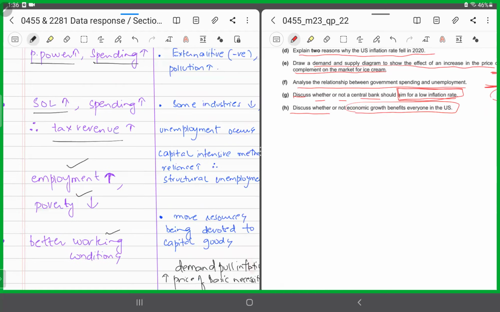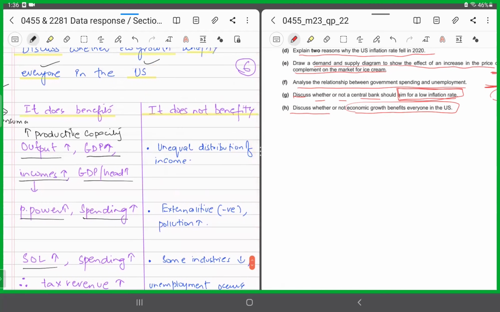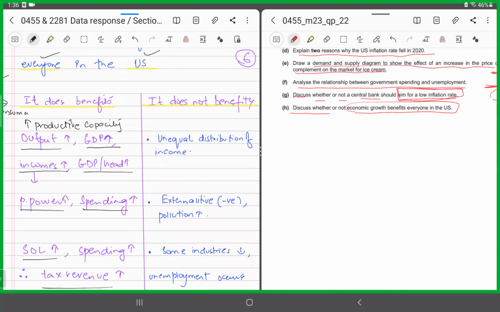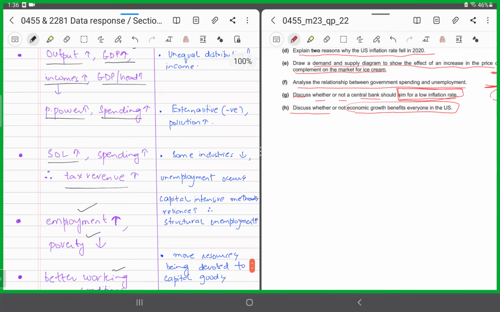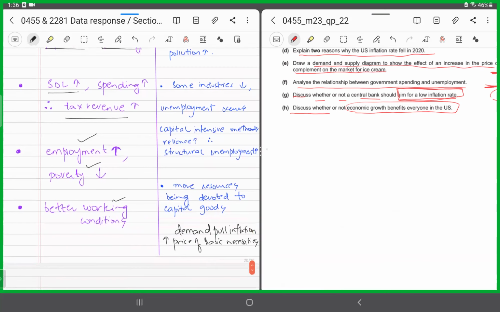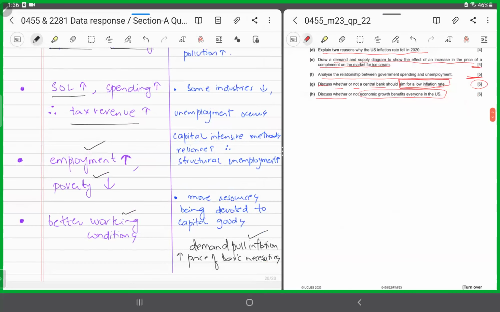However, we could say that it might not be beneficial. Why? Because it could lead to unequal distribution of income. Economic growth can lead to demand pull inflation, because when people witness an increase in their GDP per head, they are going to be spending more and more on goods and services. So there could be too much money chasing too few goods. Firstly, it could lead to demand pull inflation, which could raise the price of basic necessities. So those who are on low income, it might not be beneficial for them.